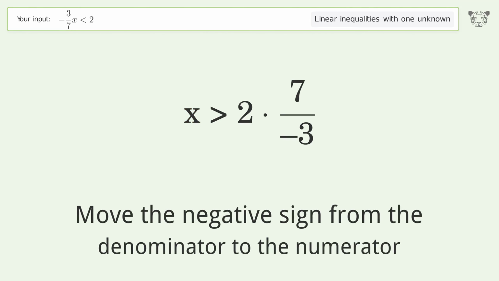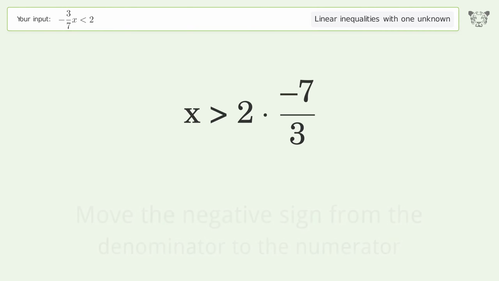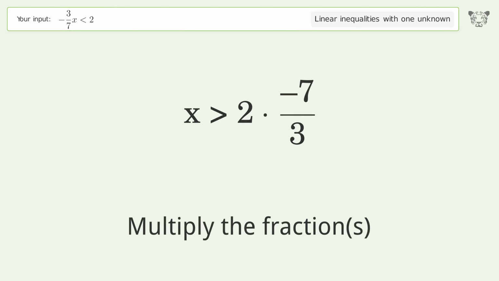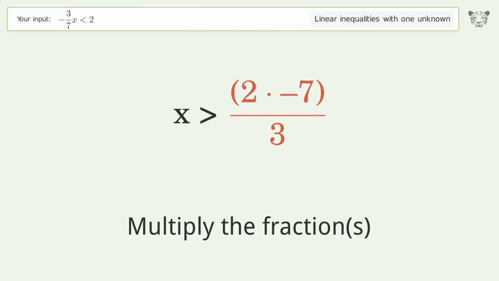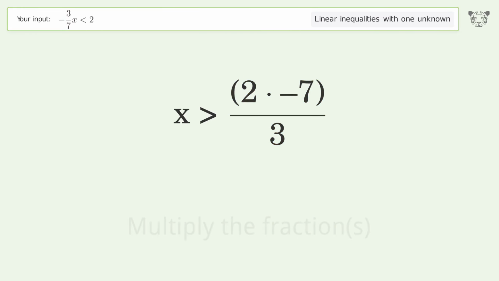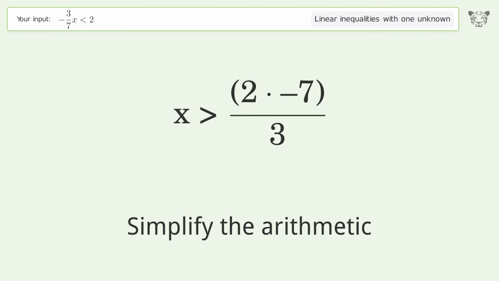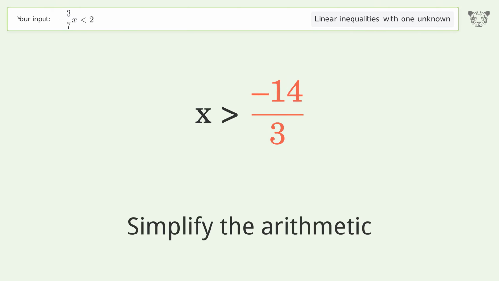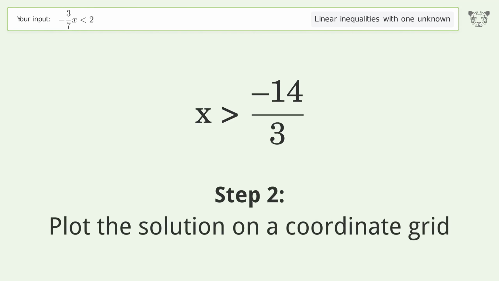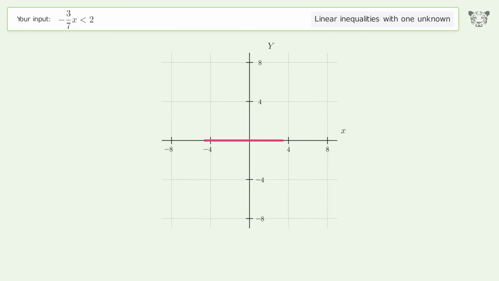Move the negative sign from the denominator to the numerator. Multiply the fractions. Simplify the arithmetic. Plot the solution on a coordinate grid. And so the final result is x greater than negative 14 over 3 greater than negative 42 over 3.